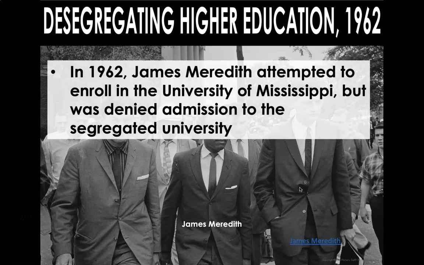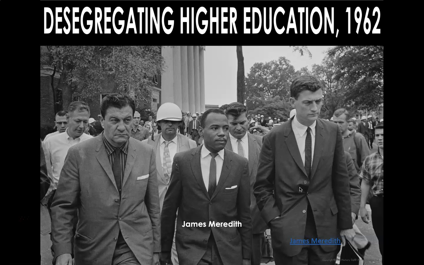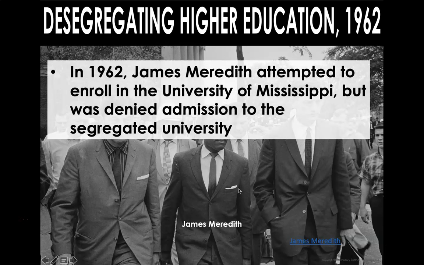We get into desegregating higher education. So this is now colleges. In 1962, James Meredith, let me go back to the picture. This is James Meredith, attempts to enroll in the University of Mississippi, but he was denied admission to the segregated university.